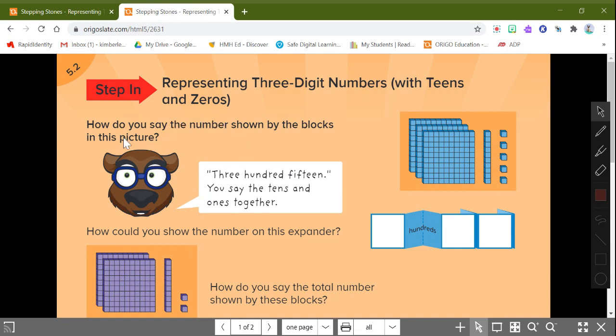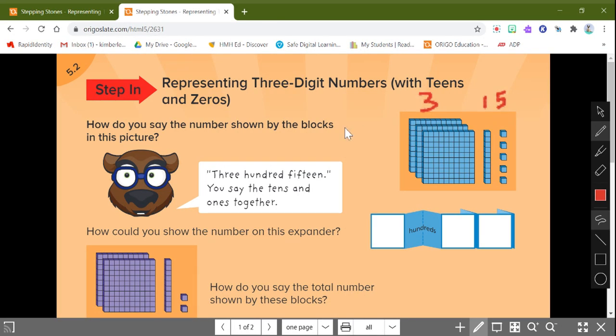So let's read. How do you say the number shown by the blocks in this picture? So remember, good mathematicians make notes for themselves. So I'm going to count my hundreds blocks. 1, 2, 3 hundreds. How many tens? One set of 10. How many ones? 1, 2, 3, 4, 5.